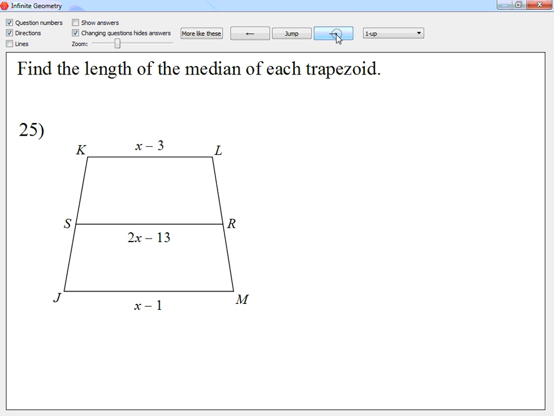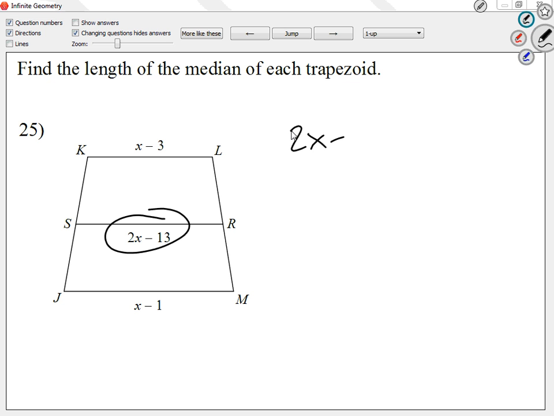Now looking at 25, it says find the length of the median of each trapezoid. If you guys notice, the median is 2x minus 13. So we want to know how much is 2 times x minus 13. All right, solve for x and then plug it in. And then the way we're going to solve for this one, I'm just going to go 2x minus 13 is equal to x minus 3 plus x minus 1 over 2.